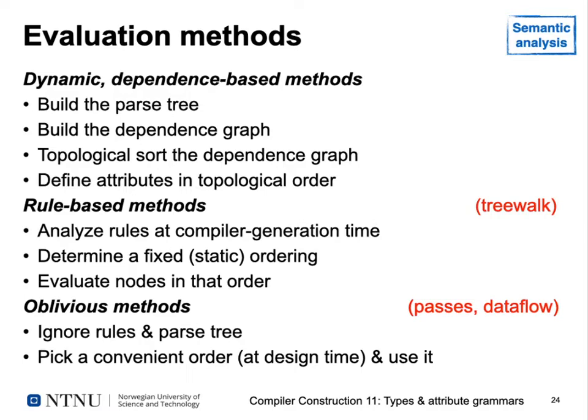And there are additional methods which are oblivious, so they can be implemented in different passes of your compiler or in a data flow analysis, which means you just ignore the rules and the parse tree and pick any convenient order at design time and just use it. So you're very flexible. This attribute grammar representation is a very general way to enable you to realize type systems in your compiler.